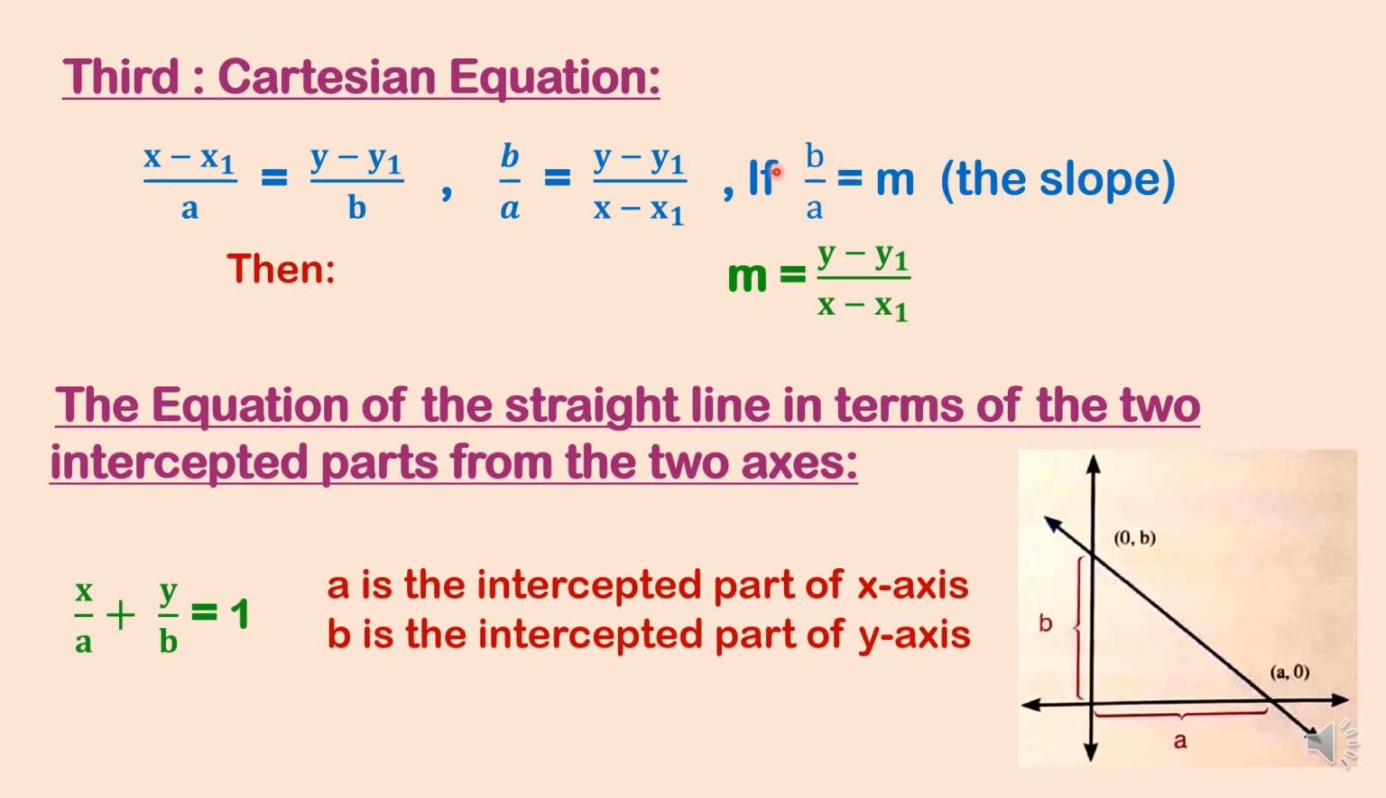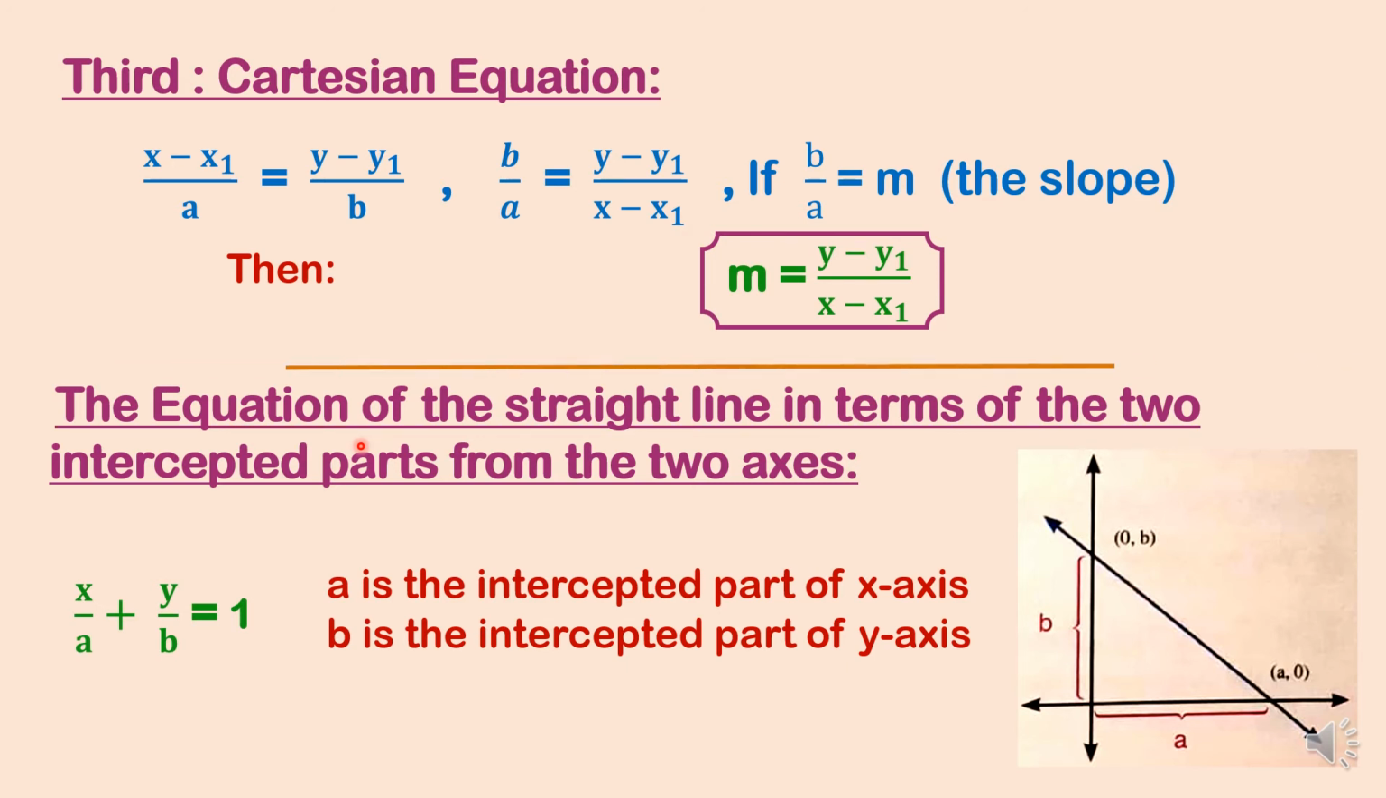If b over a equals m, which is the slope of the straight line, then m equals (y minus y1) over (x minus x1). So this is the Cartesian equation of the straight line: m equals (y minus y1) over (x minus x1), where m is the slope. Okay?